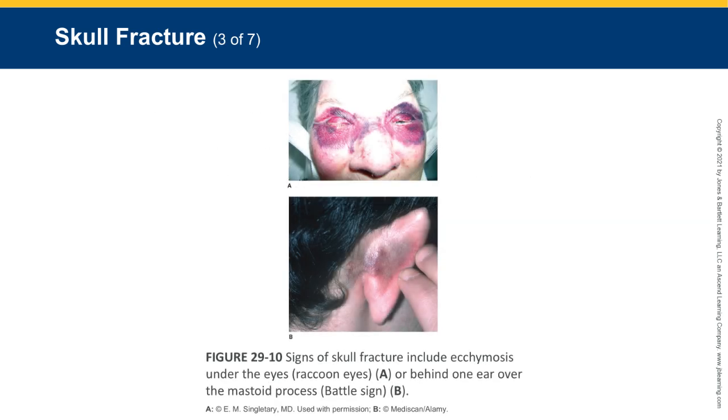This slide illustrates the signs of a skull fracture, including raccoon eyes and battle sign. Raccoon eyes are a result of bleeding from a basilar skull fracture, while battle sign indicates posterior skull fractures and possible cerebrospinal fluid leakage.